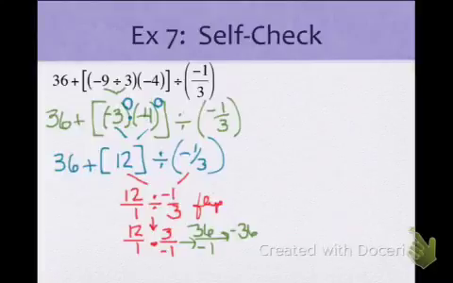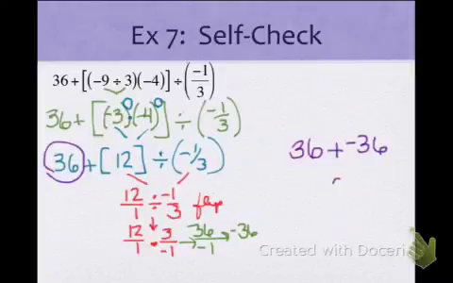Now as I'm building on this, I have the 36 that we had before, plus that negative 36 that I just got for a final answer of 0. So this concludes our lesson today. Be ready for a daily check-in and to work with positive and negatives tomorrow in class.